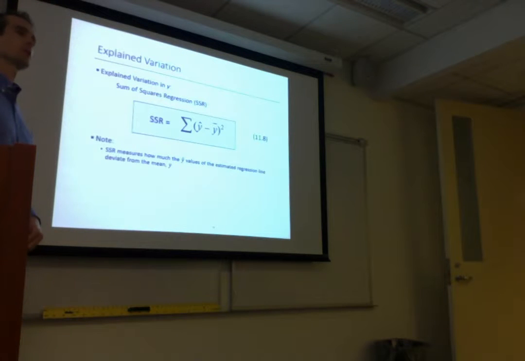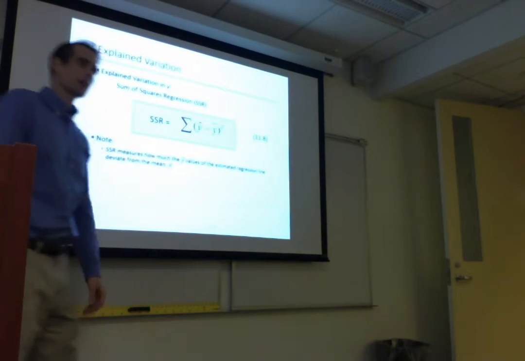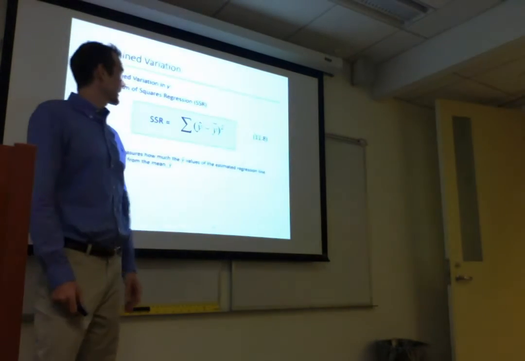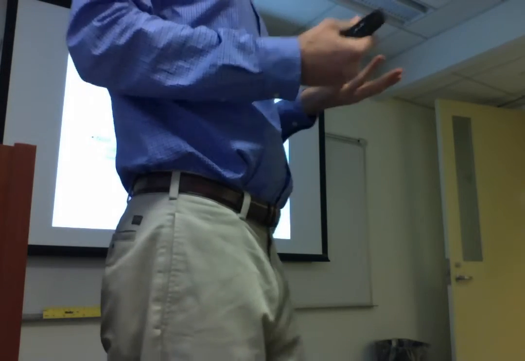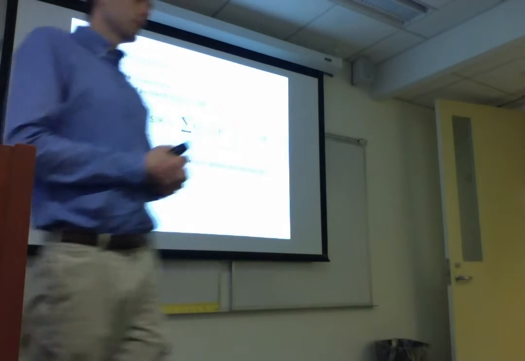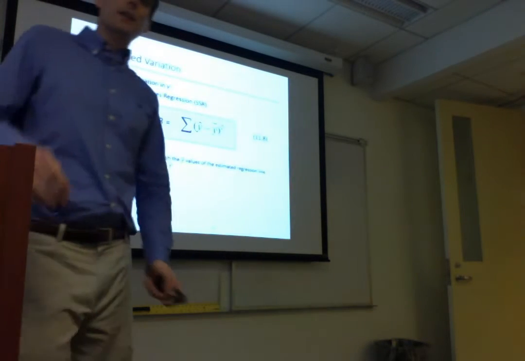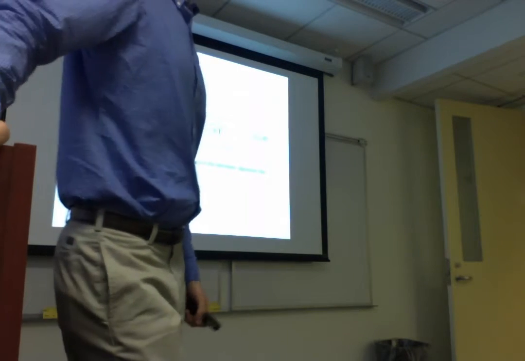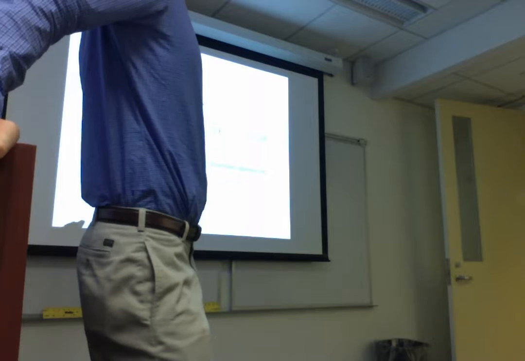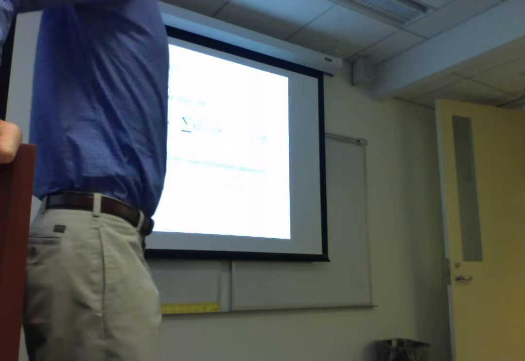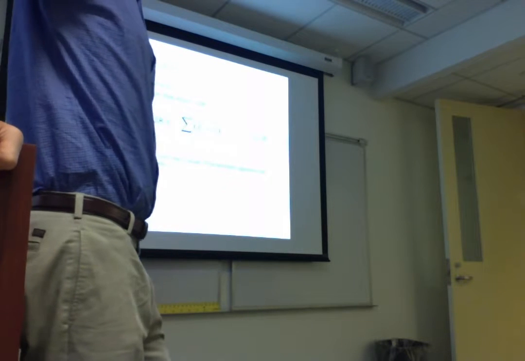Explained variation. Remember 5 minutes ago I showed you the graph, said some of this is explained, some of this is unexplained. We want to do the same thing with the explained. We want to take the square of each piece that is explained and add them all together. That is going to give us the sum of squares of the regression, SSR. Think of that in terms of how much this regression line is explaining: how much the predicted values of y of the estimated regression equation deviate from the average y.